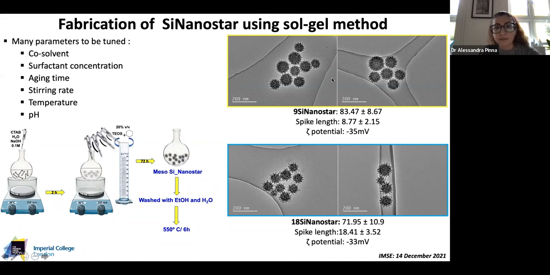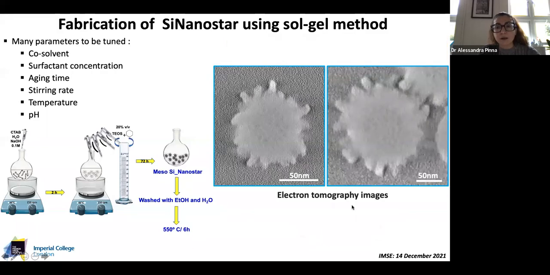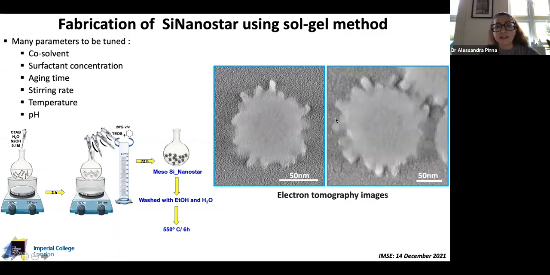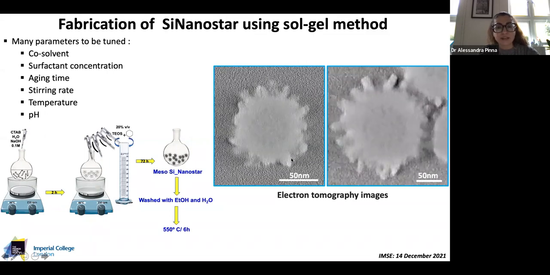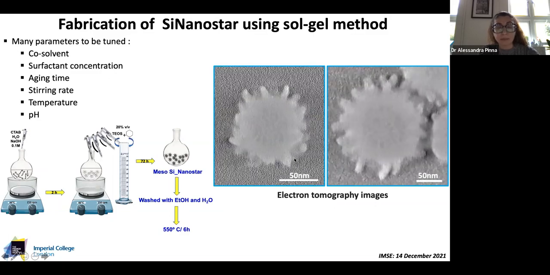Here I reported two types of nanoparticles. In the top picture, you can see nanoparticles around 85 nanometers in diameter with a spike length of about 9 nanometers. In the bottom pictures, we have the same particles, around 85 nanometers, but with longer spikes, around 18 nanometers. We also performed some electron tomography measurements, and we can see in these tomography images the spikes of the particles and how the particle also looks mesoporous.